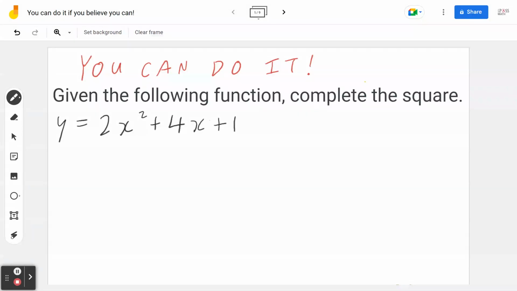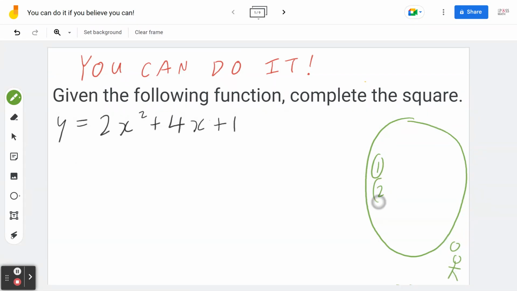Hi everyone, let's take a look at the following example. Given the following function, complete the square. Step one, again, when you think about completing the square, there are three major steps that you need to think about. And I'm going to write that down before we apply it to this example. So again, CTS stands for completing the square.